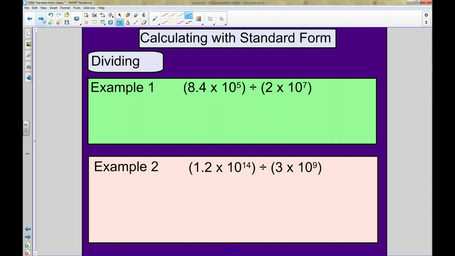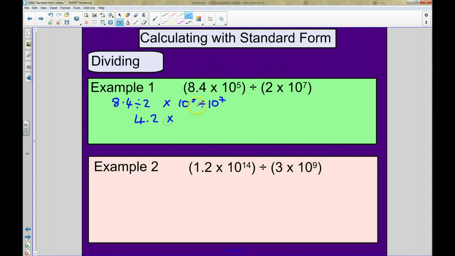So over here we've got 8.4 times 10 to the power of 5 divided by 2 times 10 to the power of 7. So again, we can gather together our 8.4 divided by 2, and we're going to times that by 10 to the power of 5 divided by 10 to the power of 7. Okay, so the 8.4 divided by 2 bit is going to be 4.2. We can do that bit.